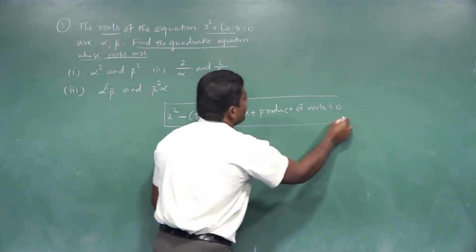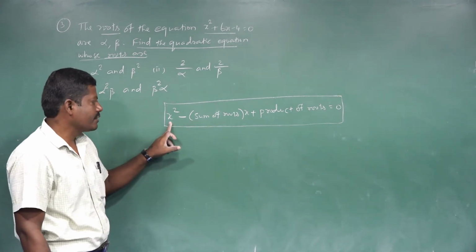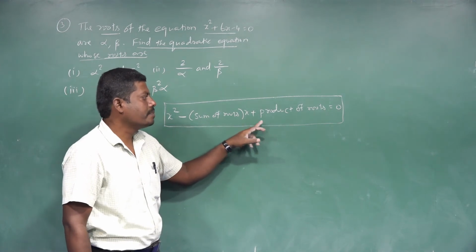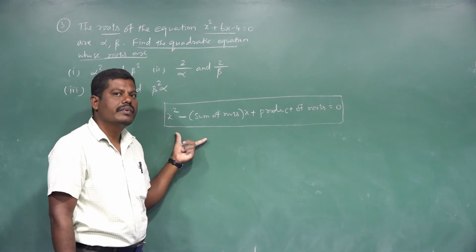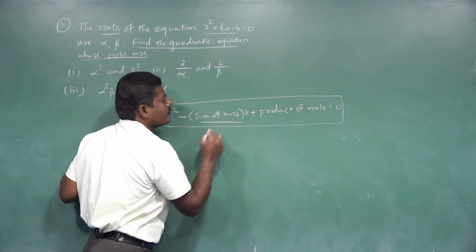This is the general form of a quadratic equation: x square minus sum of roots times x plus product of roots equal to 0. So in this we should know the sum of the roots.